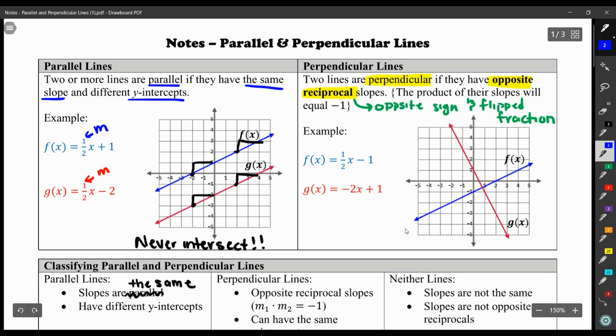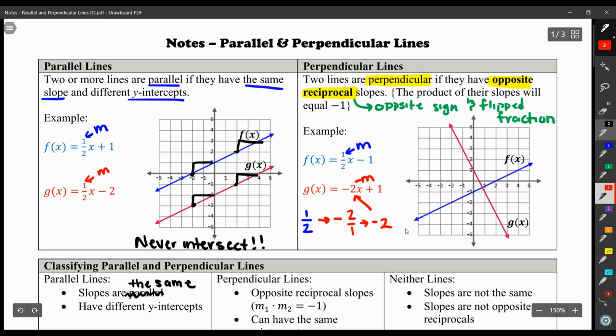If we look at the slopes, the blue line has a slope of 1/2. If I make a perpendicular slope to that, I'm going to change the sign, so this positive becomes a negative slope. Then I'm also going to flip the fraction. If I flip over 1/2, that becomes 2/1, and I can simplify that to just -2. And that is exactly what the slope of the red line is.